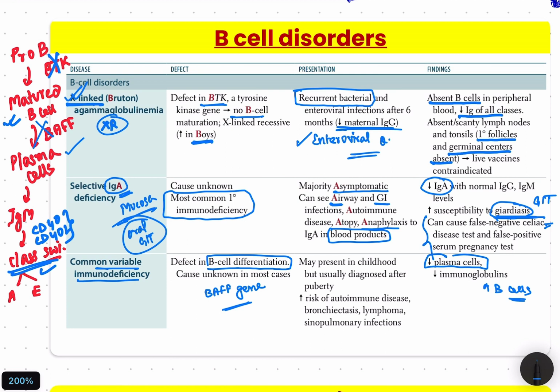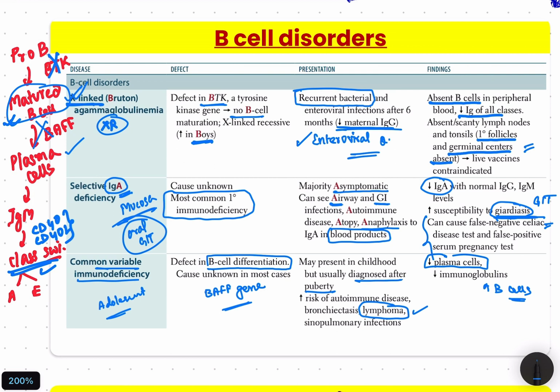So this patient will typically present at adolescence. It is usually diagnosed after puberty, and this patient will have increased risk of lymphoma and autoimmune infections. Why lymphoma? See, the mature B cells are there, so they will accumulate in the lymph nodes, sorry, not the thymus, the lymph nodes, and they will cause germinal hyperplasia, so can cause lymphoma also. But this is typically absent in case of Bruton's, because the matured B cells are absent there. So just try to correlate.